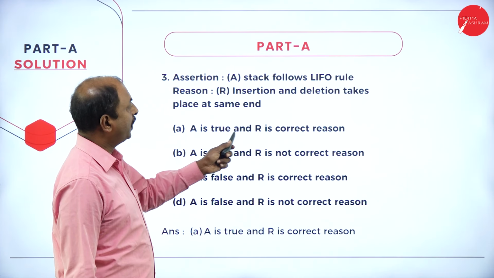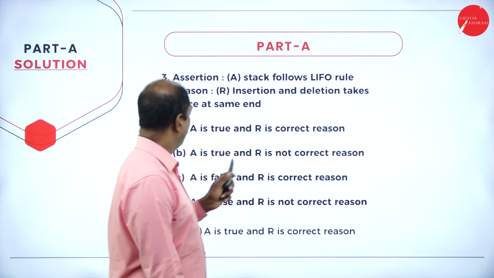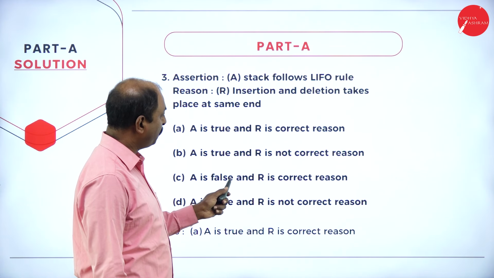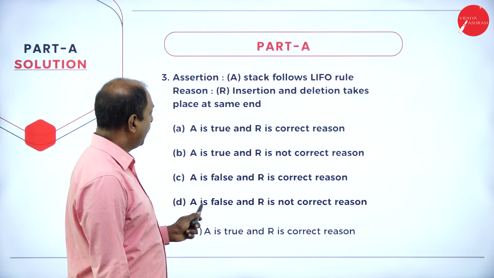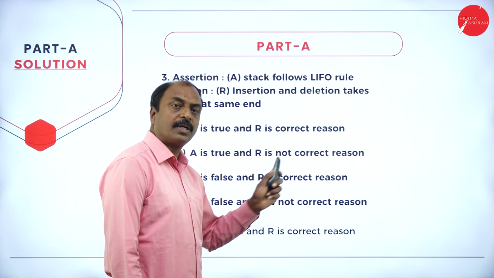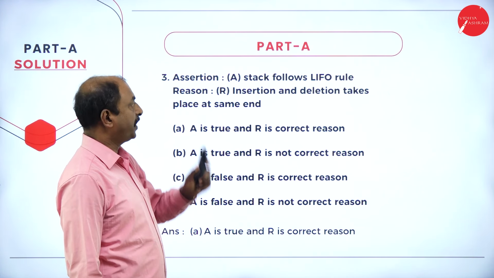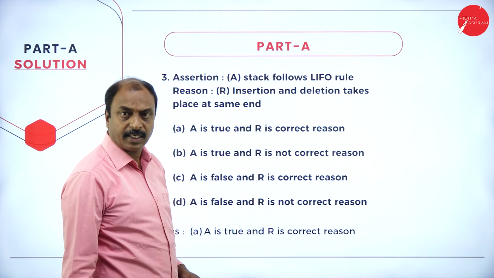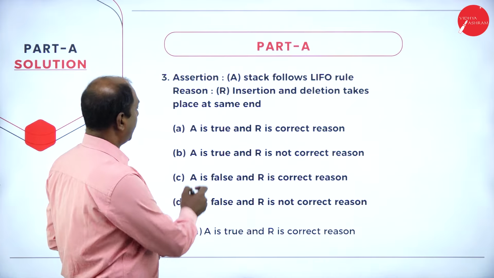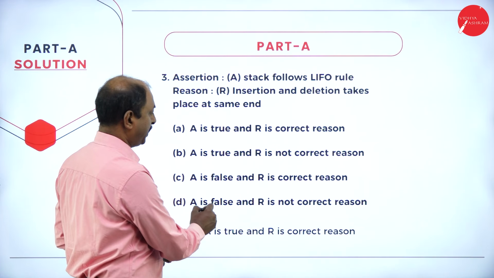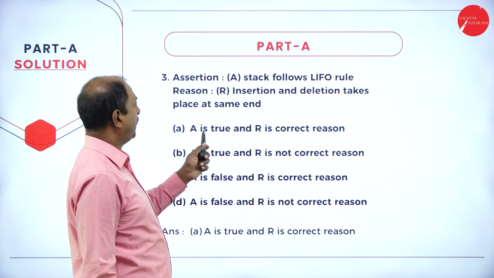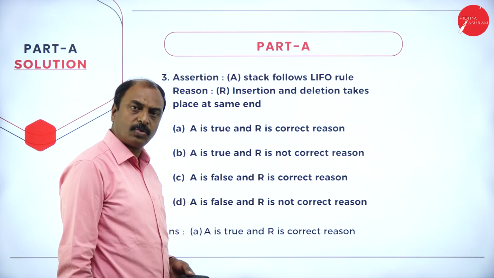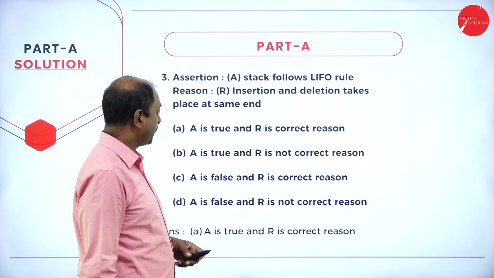So A is true and R is the correct reason. A is true and R is not the correct reason. A is false and R is the correct reason, and A is false and R is not the correct reason. So if you look at these two statements, both the statements are true with respect to stack. So here we can rule out all the three options. So we are left with one, that is A is true and R is the correct reason. So both the statements are true with respect to stack data structure.